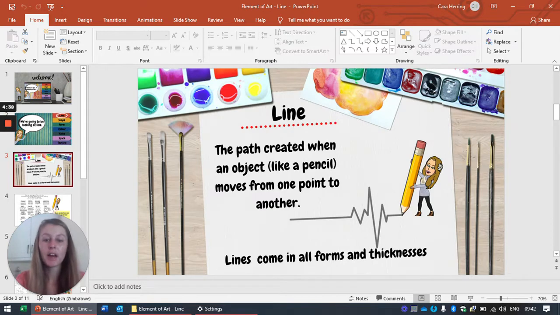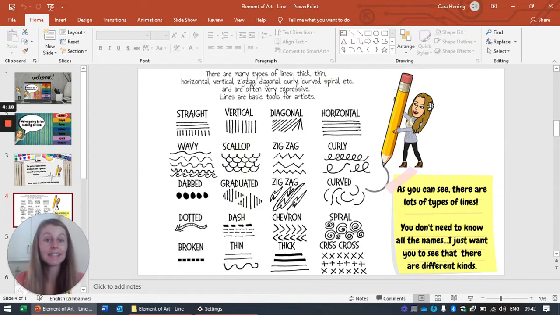Line. The path created when an object, like a pencil, moves from one point to another. So you see over here, this is an example. The pencil has moved all the way up and down and up and down and up and down and there, and then when the pencil is lifted, that is one line. Lines come in all forms and thicknesses.